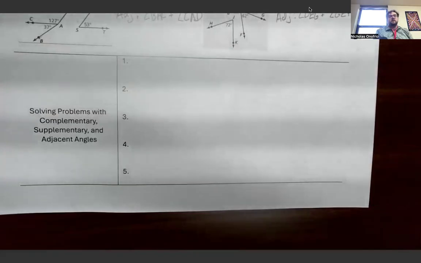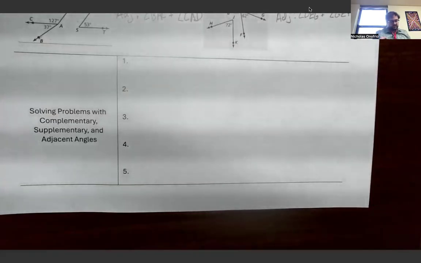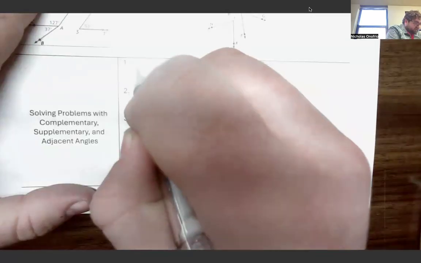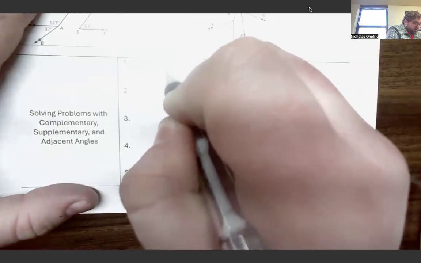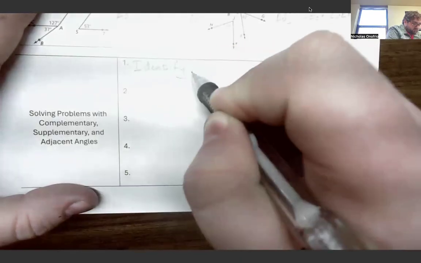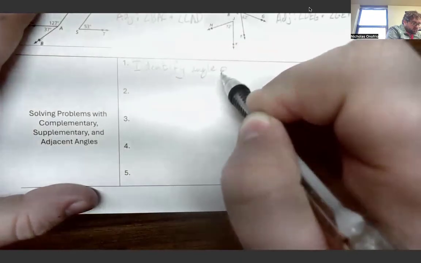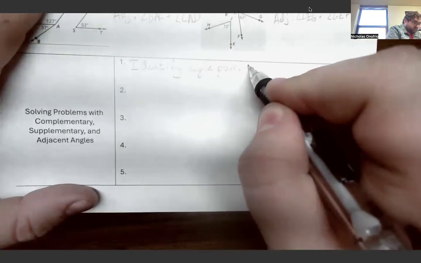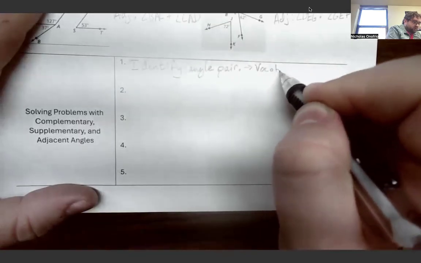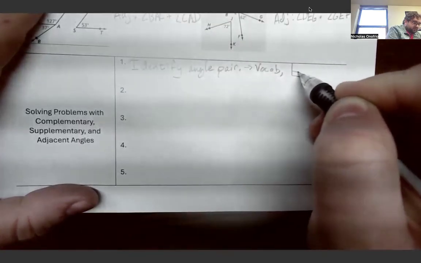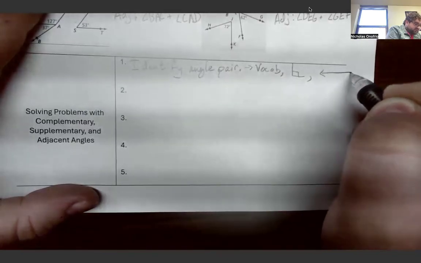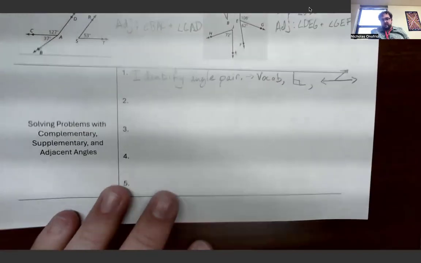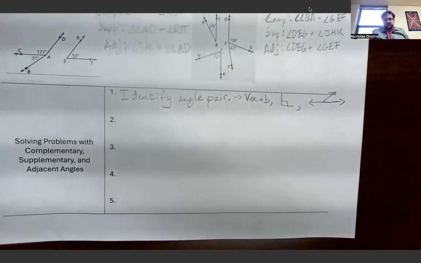So I've decided to give you a 5-step process to help you. Step number 1, and our easiest step, is to identify your angle pair. You are looking for vocab. Look for vocab. You want to look for a sign that looks like this. You want to look for straight lines. Each one of those will clue you in on a different part of your problem.